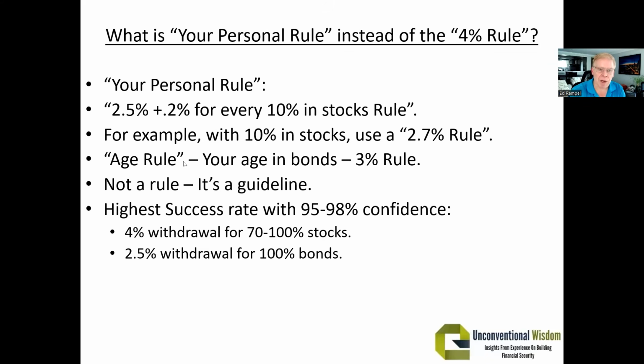Now, a lot of retirees use what's called the age rule. So your age in bonds: you're 70 years old, so you have 70% in bonds. You're 80 years old, you have 80% in bonds.